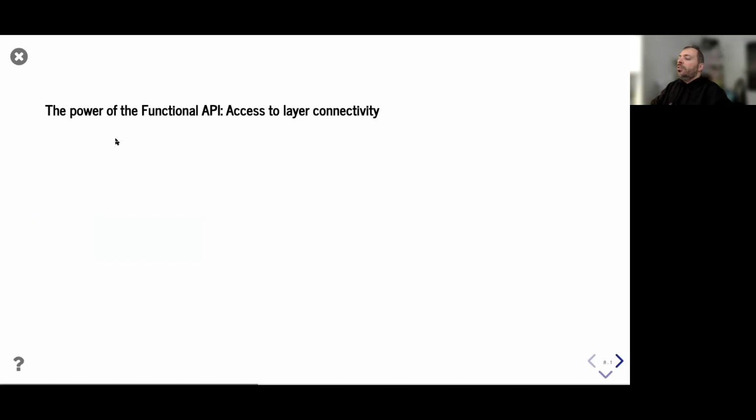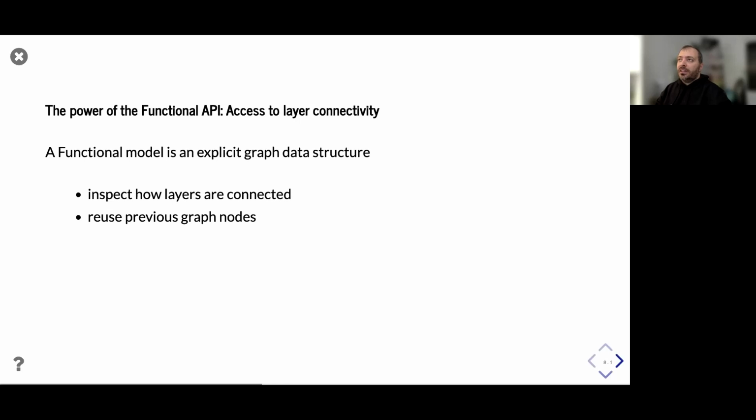Now, what is the power of the functional API? We already mentioned that, first of all, you can build something that has multiple inputs and multiple outputs, which you cannot do with a sequential model. Now, the good thing with the functional API is also that it's a fixed data structure, which means that you can access the structure, you can inspect the layers, you can inspect how they are connected, and also reuse previous graph nodes. And this second one is very important, especially if you want to use pre-trained networks. And we will see how we can do this.